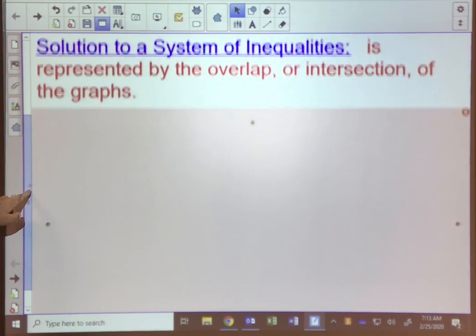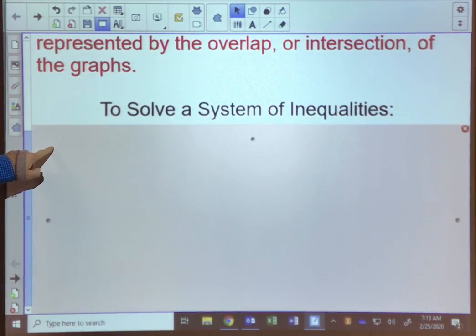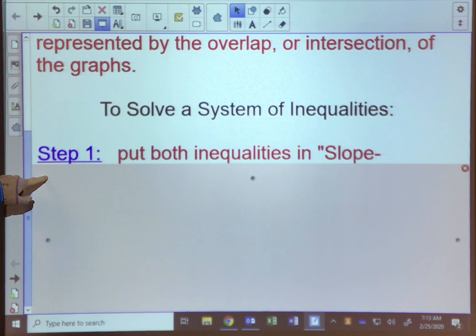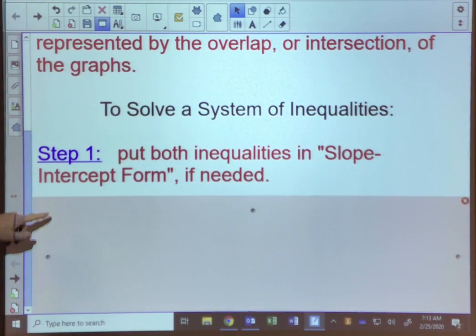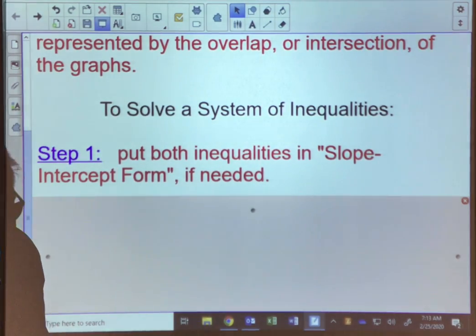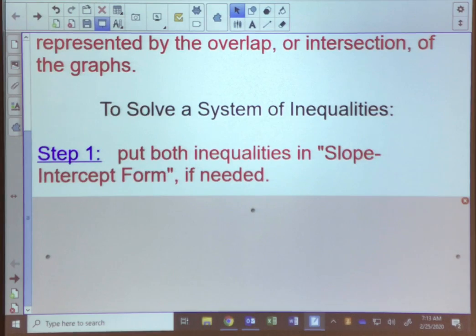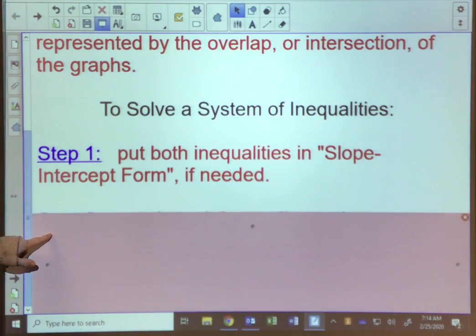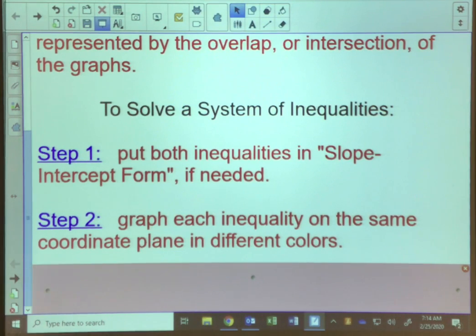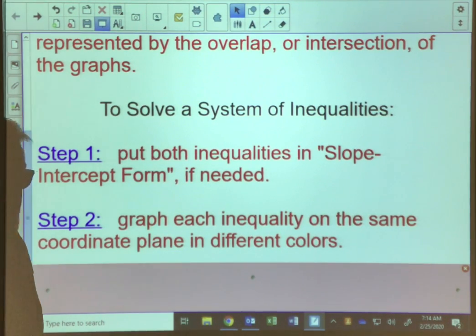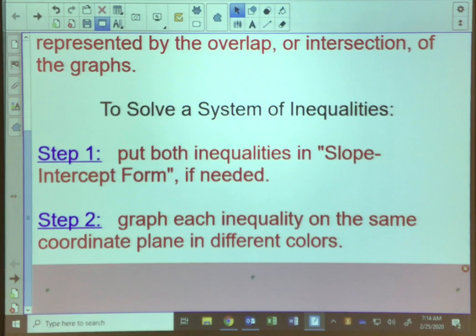The steps for solving or graphing a system of equations or inequalities. First thing we need to do is to put both inequalities in slope-intercept form if needed. Sometimes they're only going to be that way for you, other times we're going to have to do a little manipulation of the inequality. The second step is going to be to graph each inequality on the same coordinate plane. And I find it best if we usually shade it in two different colors. It makes the overlap or the intersection stand out a little better.